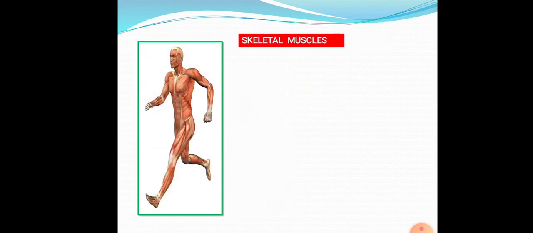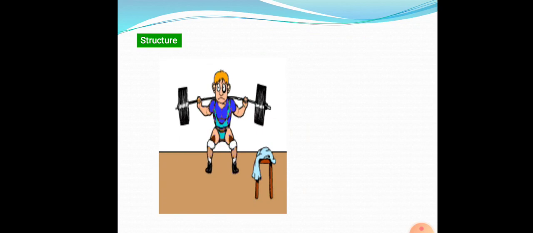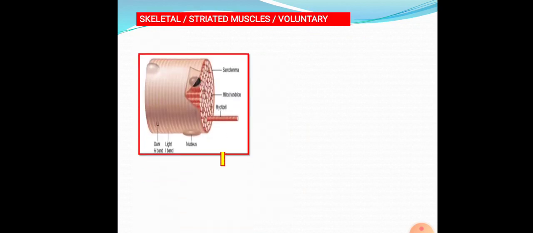Let us study skeletal muscles now. Where do we see these skeletal muscles? Skeletal muscle is present attached to the skeleton, the bones and the cartilage of our body. Let us see the structure of the skeletal muscle.